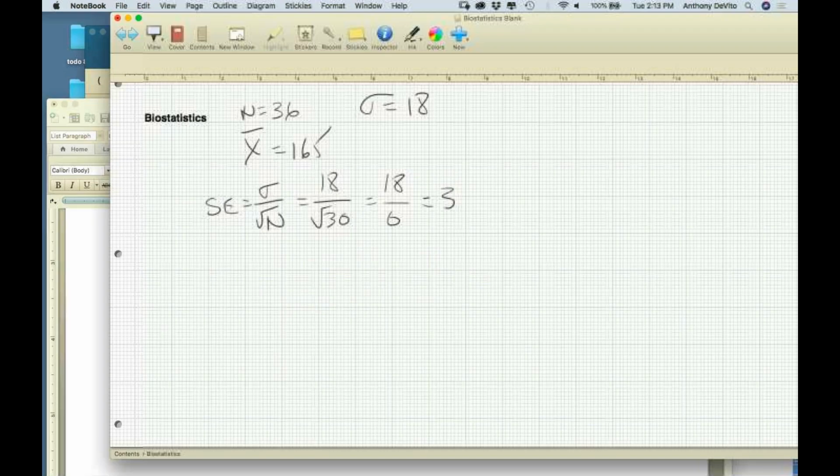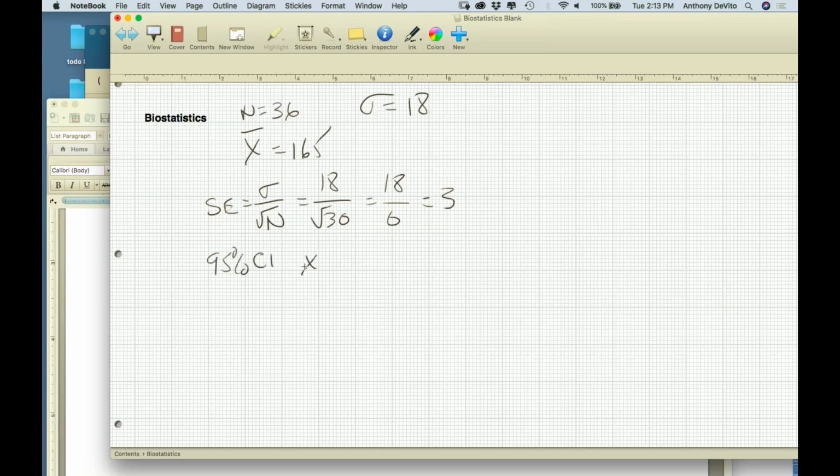So the 95% confidence interval is X bar plus or minus 1.96 times our standard error for these sample means. What's that going to be equal to? It's going to be equal to 165 plus or minus 1.96 times 3. And I'll leave you to figure that out.